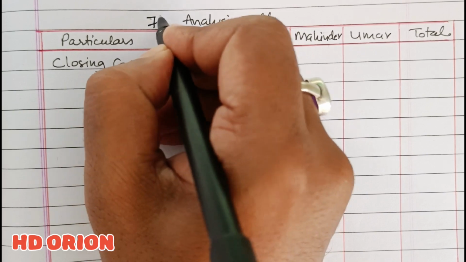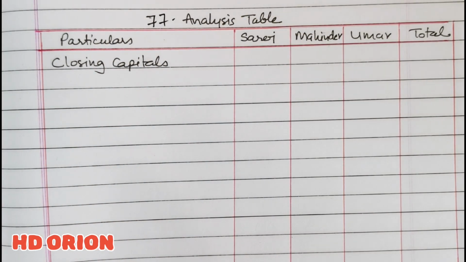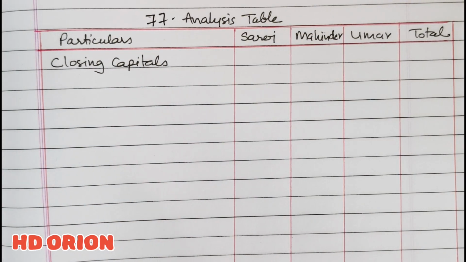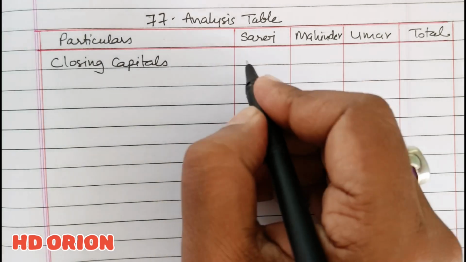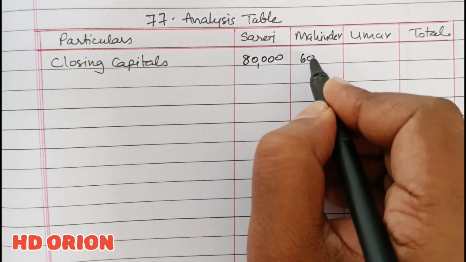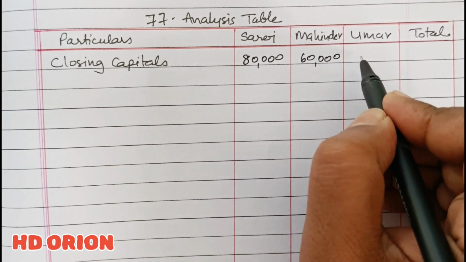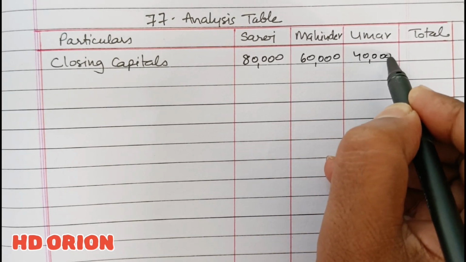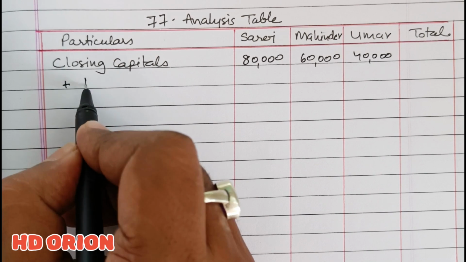So solution 77 we will see. From closing capital we will start to calculate opening capital balances of the partners, and as given in the question, it is 80,000 rupees for Saroj and 60,000 rupees for Mahinder and 40,000 rupees for Umar. Now to this we will add back drawings.